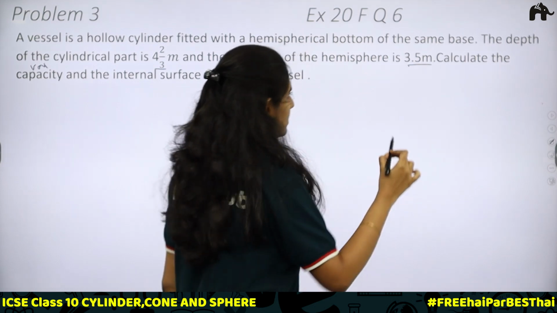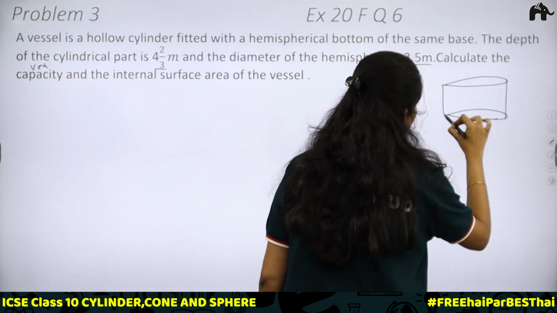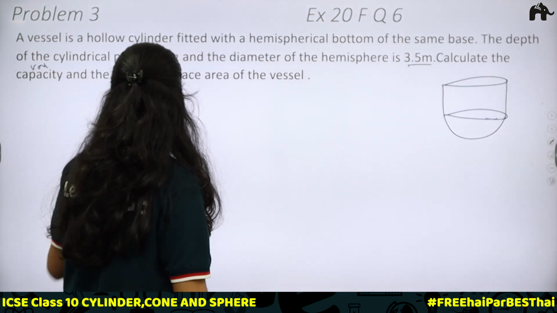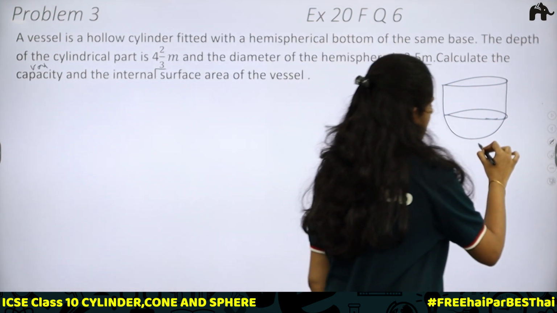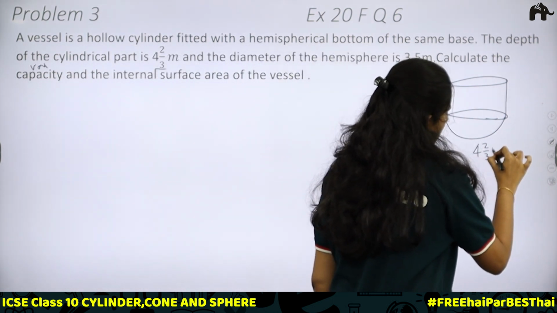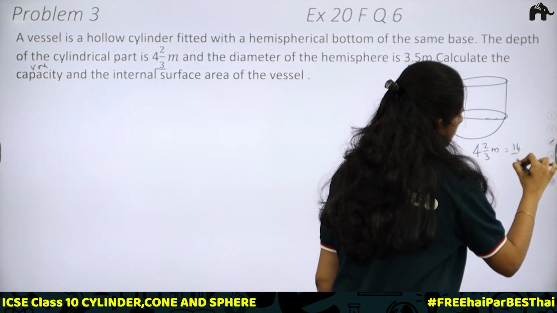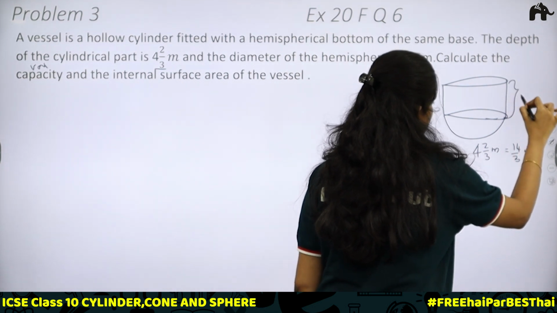Okay, here we have a cylinder whose base is a hemisphere. This is how it looks. Given the depth is 4 2/3 meters. 4 2/3 meters will be equal to 4 threes are 12, 12 plus 2 is 14, 14/3 meter. So 14/3 meter is this depth.